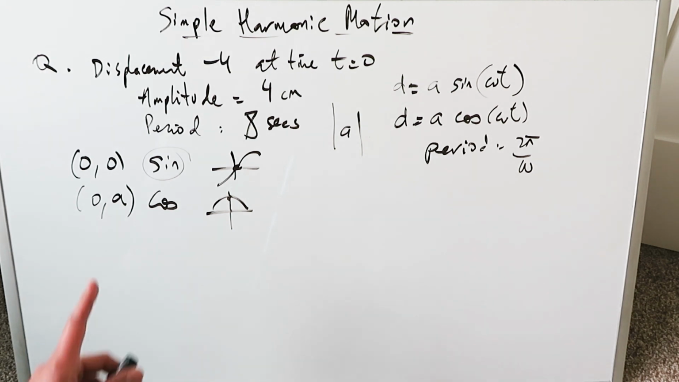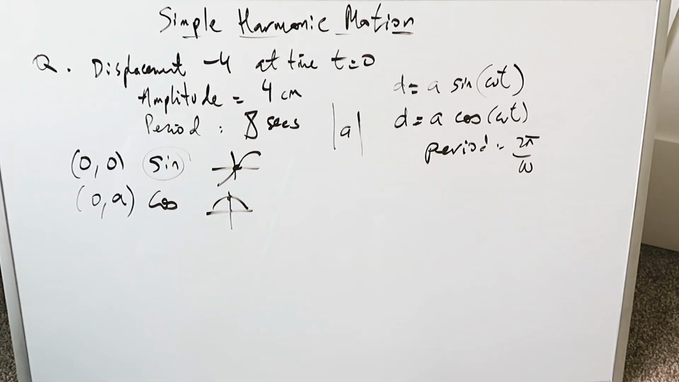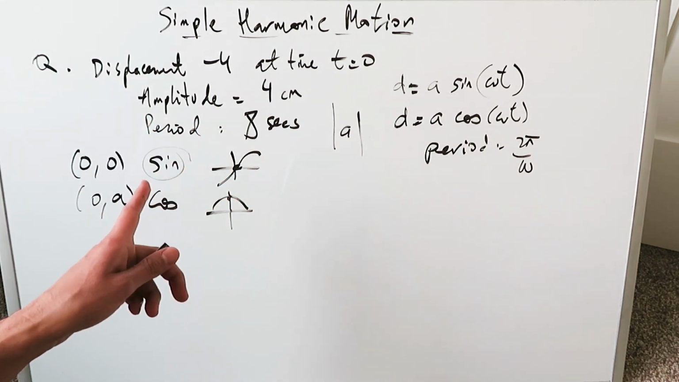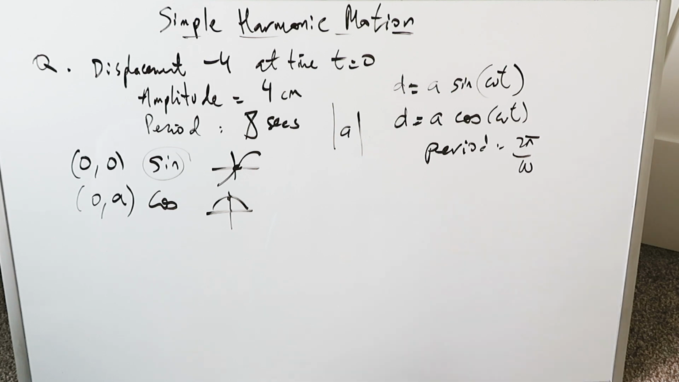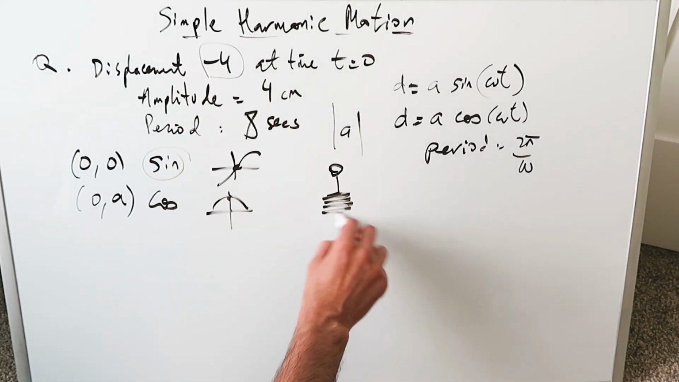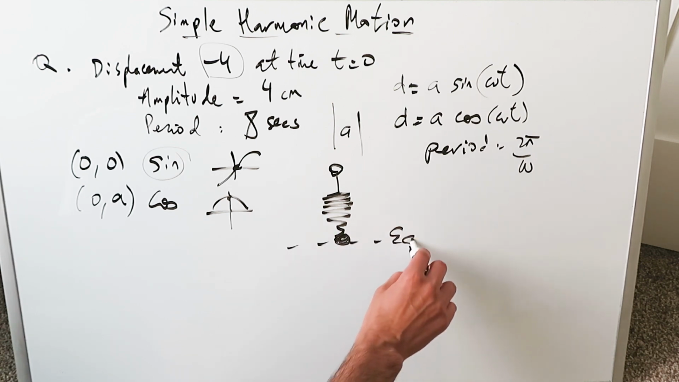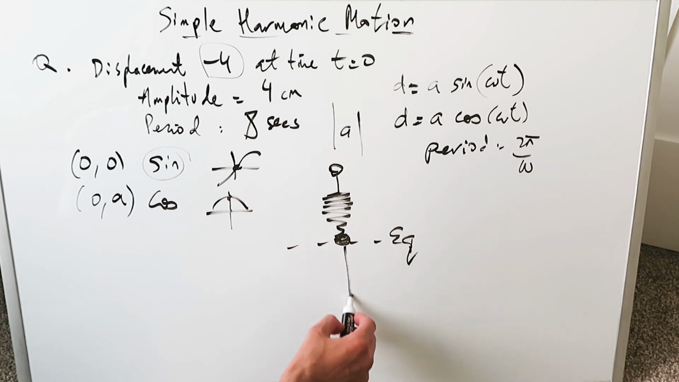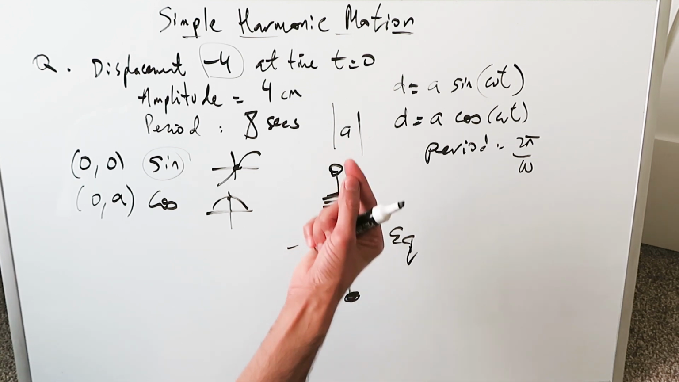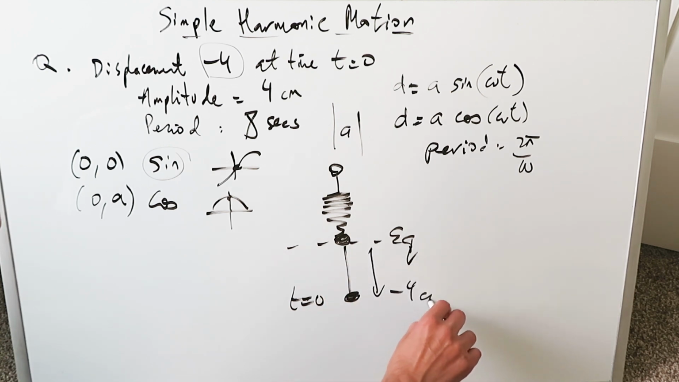Our second and last question is this. We have an object which is displaced -4 at time t equals 0. It has an amplitude in terms of the harmonic motion of 4 centimeters, a period of 8 seconds. How can you visualize this? Consider this, a mass suspended by a spring. This right here is my equilibrium or rest position. If you were to pull the object down and start your experiment right here at time t equals 0, and you know it's going to rebound up, this here would represent a displacement here of -4 centimeters.